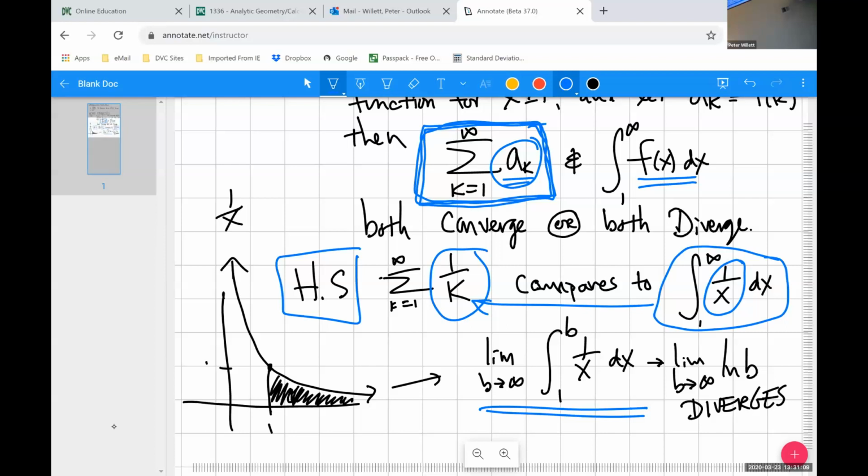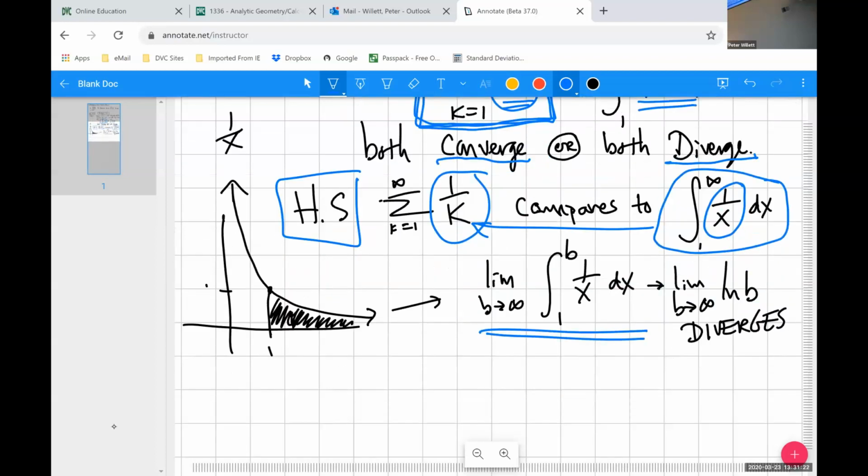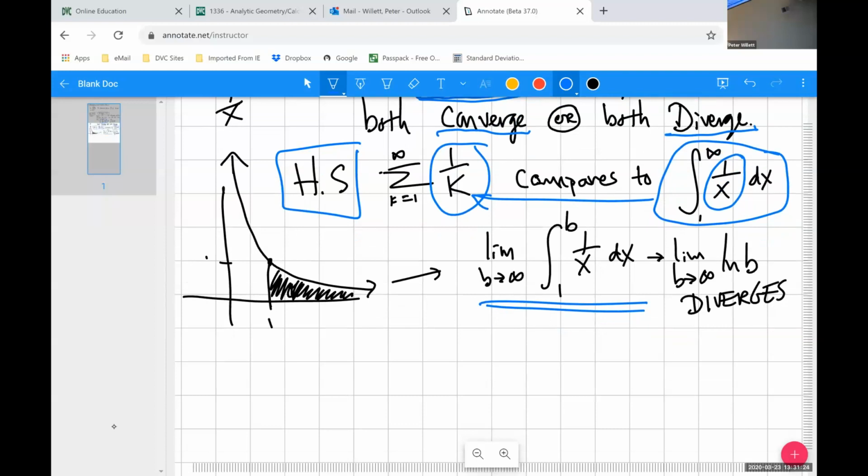So it allows you to draw a conclusion about convergence or divergence based on looking at a chapter 8 integral problem instead of looking at the series directly. Does that answer your question? Yeah. All right, well, let's do another example.